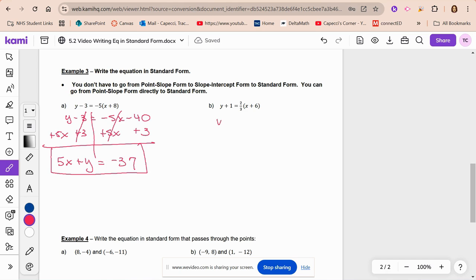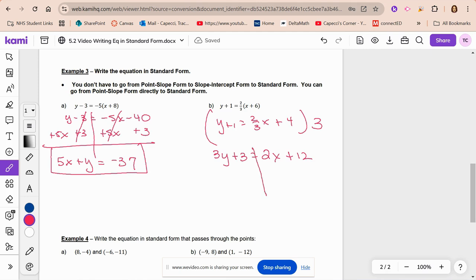Same thing. This one's going to be a little tricky because I am going to have a fraction here, right? And 2/3 times 6 gives me 12 over 3, which is the same as 4. Okay, so at this point, I can either move my constants, my number, or I can multiply right away everything by 3. So this time I'm going to do that. So that gives me 3y plus 3 is equal to, right? That gives me 2x. 2/3 times 3 gives me 2x, which is what I want. I don't want a denominator, plus 12.